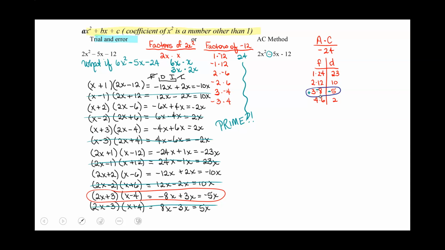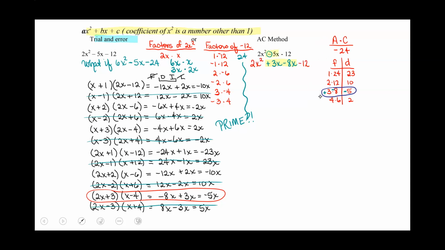So here's the one thing that we do different. Because positive 3 and negative 8 are the same thing as negative 5, I can replace negative 5x with positive 3x minus 8x. They're equal. I'm just substituting. Positive 3x and negative 8x, if you put that together, that's negative 5x. So that's a legal move to replace it.